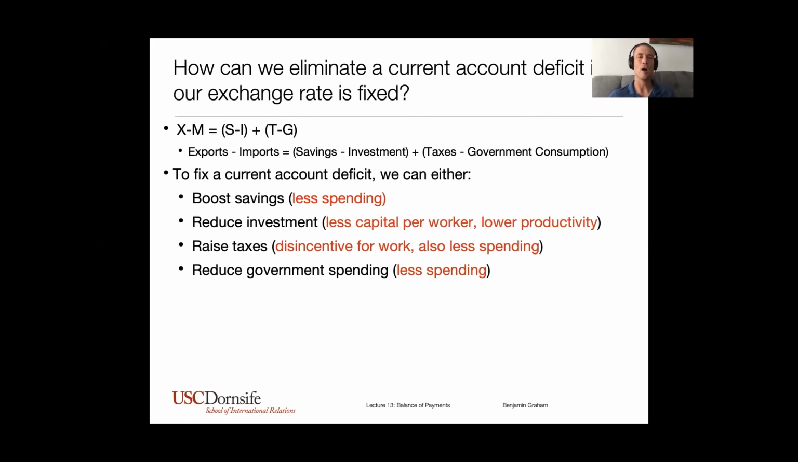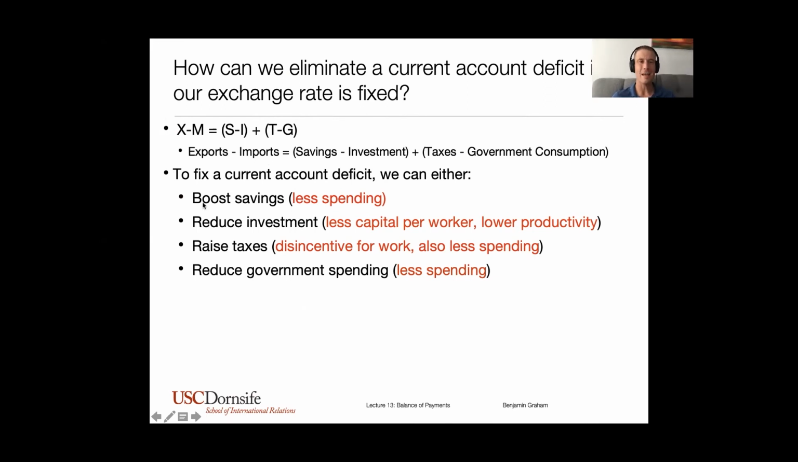So the other ways you can fix a current account deficit, right? If we're looking at this equation, going back to this, we've got exports minus imports over here, we've got savings minus investment on here, and we've got taxes minus government consumption here. If this all is going to balance out, which by definition it's going to, then if we want to fix this piece, we can fix savings, investment, tax revenue, or government spending, right? We've got to fix something in here.